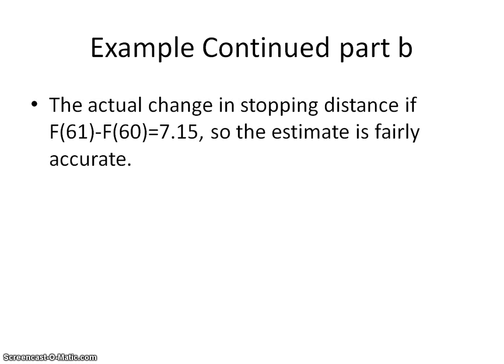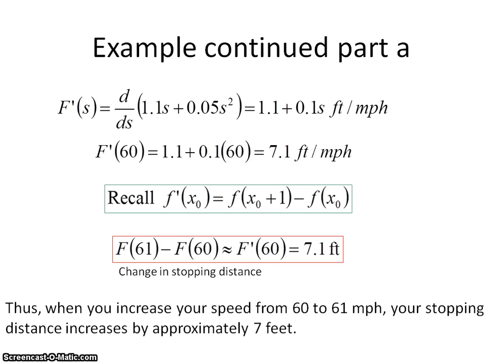And now we are going to compute it exactly. So the actual change in stopping distance, f of 61 minus f of 60, equals 7.15, so the estimate is fairly accurate. We went from 7.15 being the exact, and we had 7.1 back here, so it's fairly accurate.